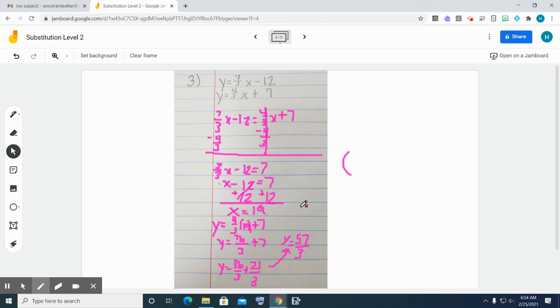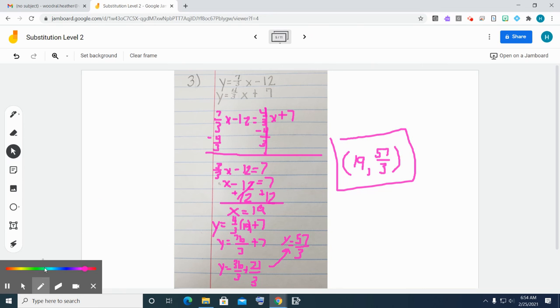So our x was 19. Y was 57 over 3. Oops, and don't forget to close that parenthesis. So there's your final answer, your solution to that system.